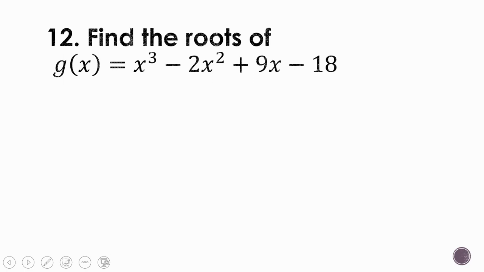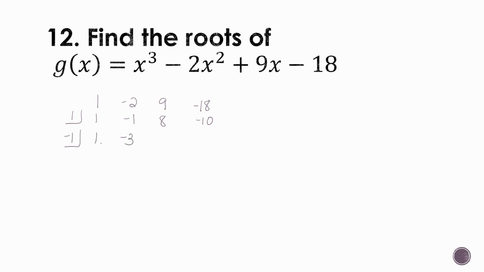So let's try another one here. Again, we're going to do the same thing. Do our synthetic division. So I'm going to start with positive 1. 1 plus negative 2 is negative 1. Negative 1 plus that is 8. And 8 plus negative 18 is negative 10. So not 0. So let's try negative 1.